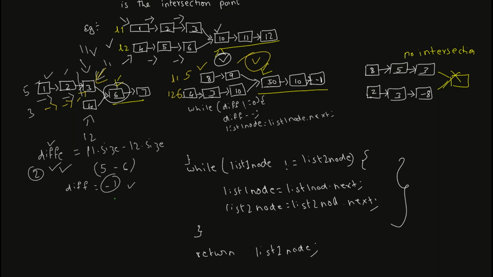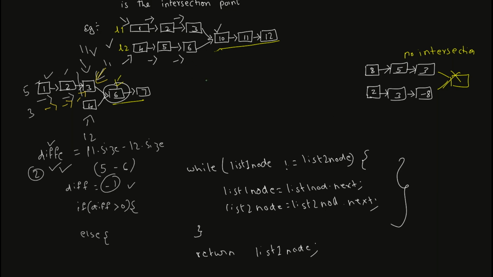So we can write an if condition: if the difference is greater than 0, then we will execute this code. We will increment the list1 node. If that is not the case, that means list2 is greater, so we will increment the list2 node. Let me modify this while loop and show you. I have erased the previous while loop that will not support list2 as the greater size. So let's write this new condition.